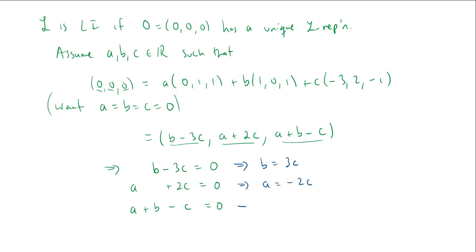Now substituting into this bottom equation, I can replace A by negative 2C. I can replace B by 3C. And of course I still have a minus C. And, oh, what just happened? Well, this is supposed to equal 0, and sure enough, it does equal 0. 3C minus 2C minus C, that's already 0. This wasn't actually helpful here.